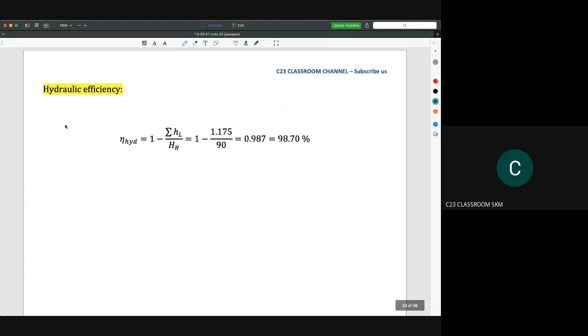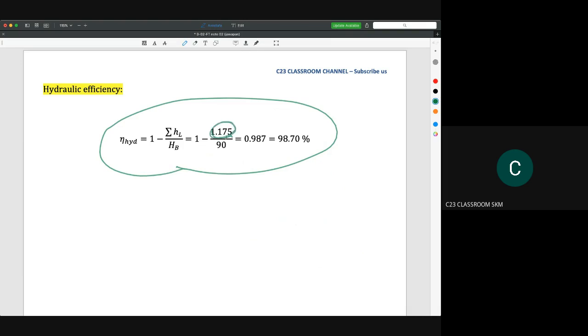After we calculate that, we put everything here. We substitute the value of losses as 1.175, and we get the height is 90 meters. And then we get the hydraulic efficiency of 0.987, which is 98.7%.